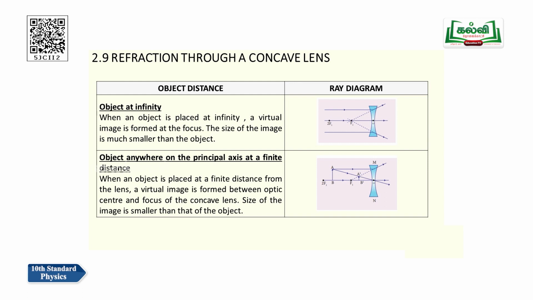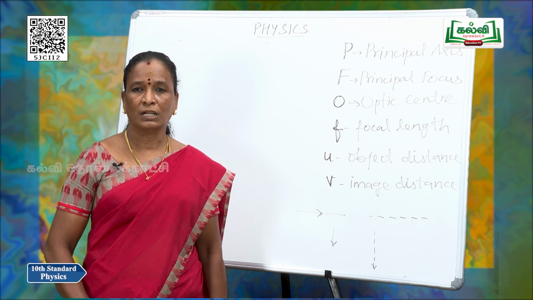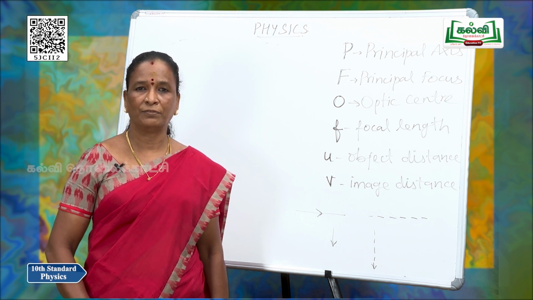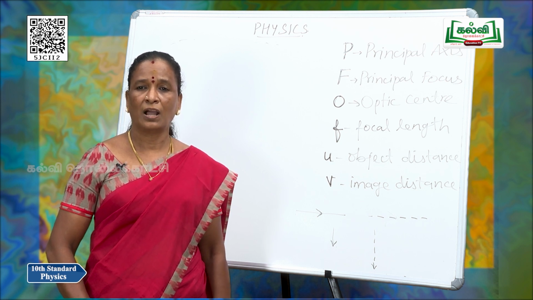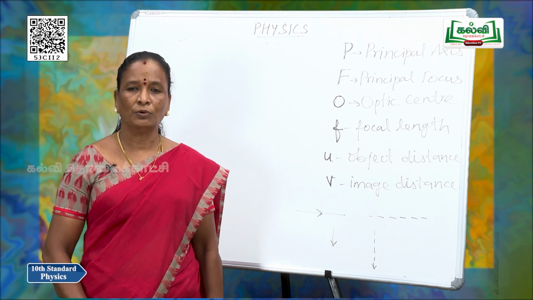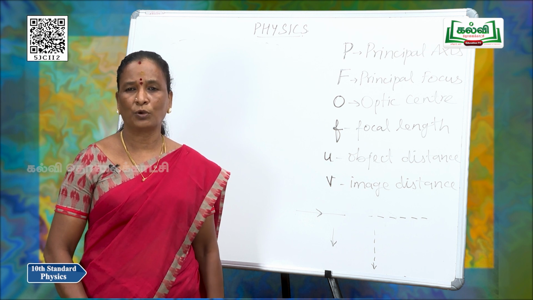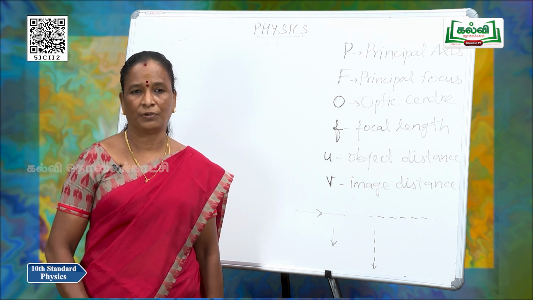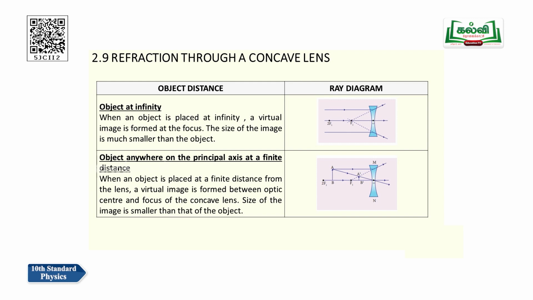Now, we are going to see the refraction through a concave lens. Already I told you, concave lens is otherwise called diverging lens because it diverges the light rays that fall on it after refraction. Now, let us see what happens if the object is placed at infinity in a concave lens. Already I explained, keep those points well in your mind, what is f, what is 2f. When an object is placed at infinity, we can't measure the distance. A virtual image is formed at the focus.